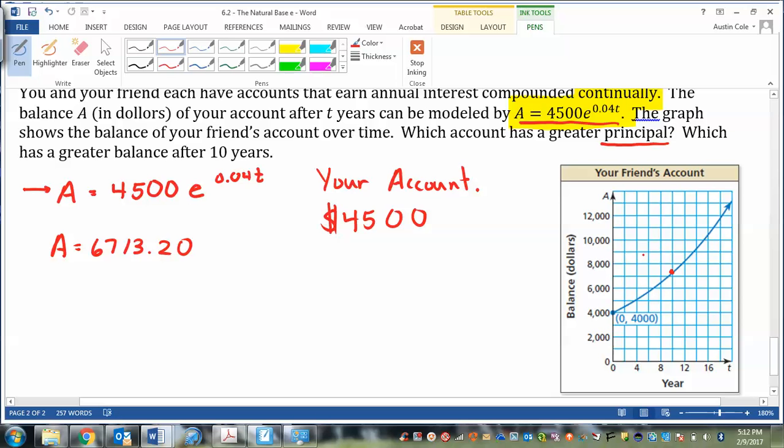So to answer the second part of the question, which has a greater balance after 10 years? Well, it would be your friend, and it's going to be just over $7,000.